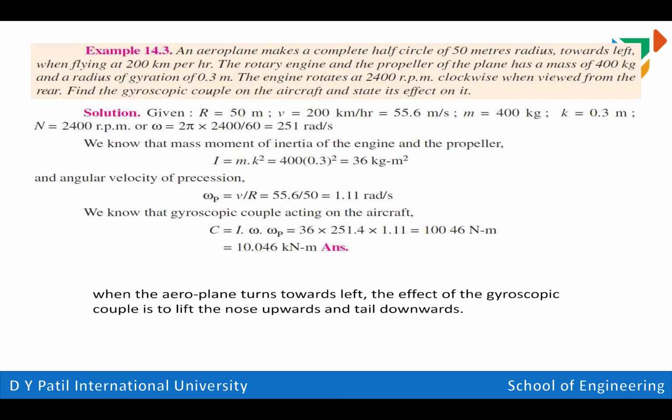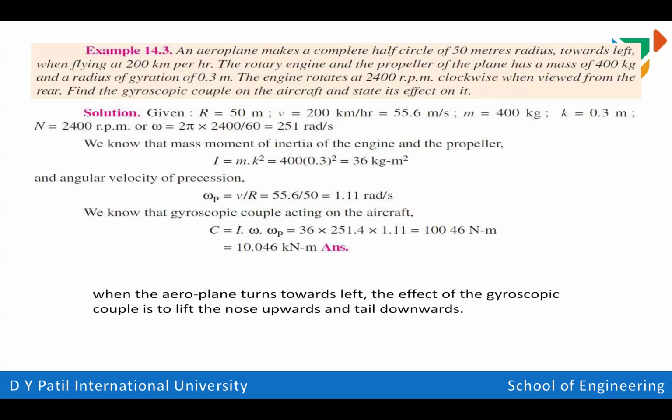An aeroplane makes a complete half circle of 50-meter radius towards the left when flying at 200 km per hour speed. The rotor, engine and propeller of the plane have mass 400 kg. Radius of gyration is 0.3 meter. The engine rotates at 2400 rpm clockwise when viewed from the rear end, and we need to find out the gyroscopic couple on the aircraft, and determine its effect on the plane.